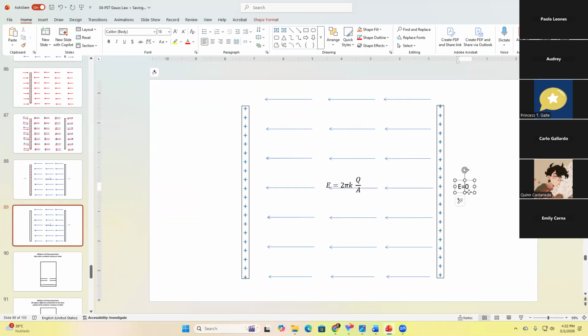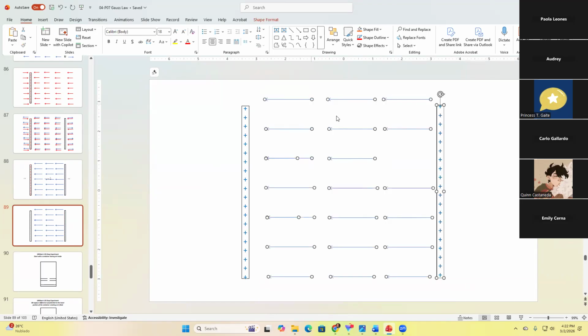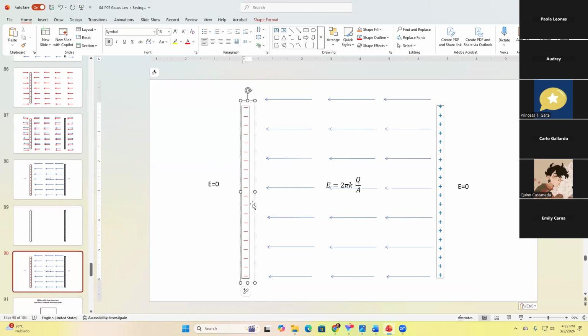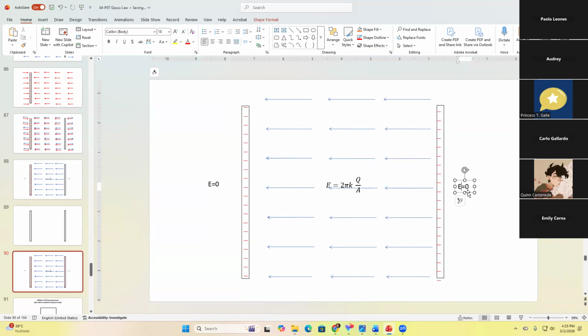What would it look like? Let me erase everything here. I want you to think about that. If you understood how the superposition principle works, you should be able to solve this challenge. What would it look like if you have two negative plates next to each other? Here you go.